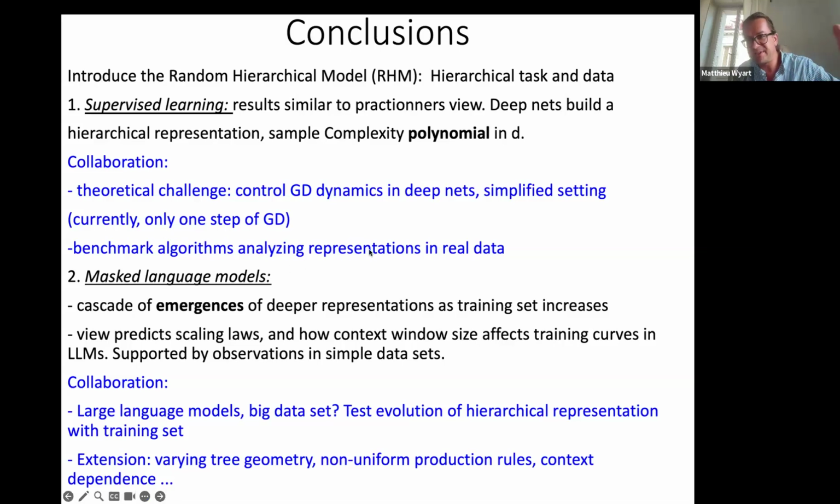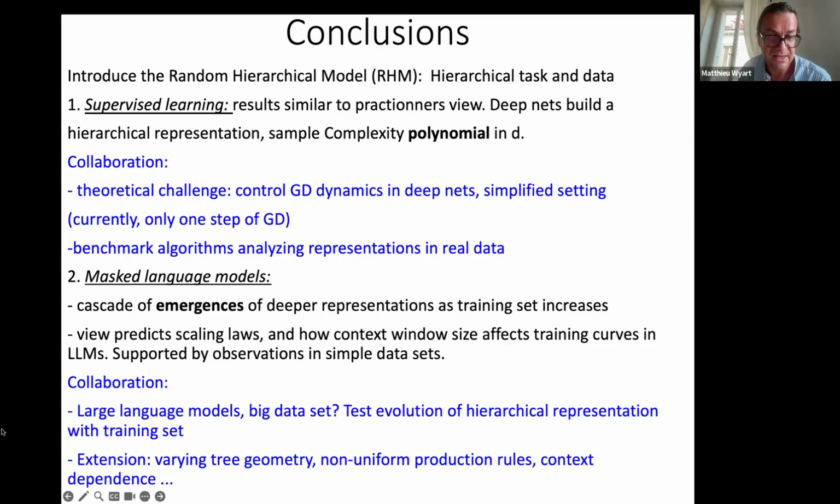It also has interest, for example, in this collaboration, where we want to develop algorithms to characterize representation. We could benchmark them here. With respect to masked language models, what we propose is that those power laws come from a cascade of, if you want, emergent phenomena when you learn deeper and deeper representation. And that predicts scaling laws and also tells you how the context window amplitude should enter in the scaling description.